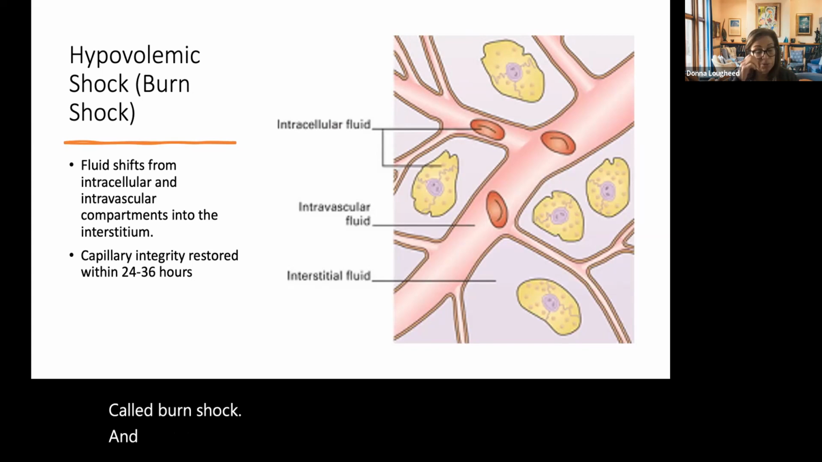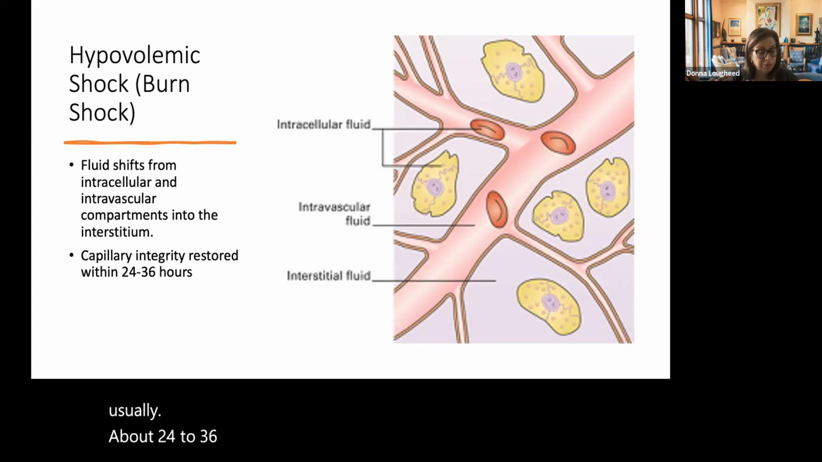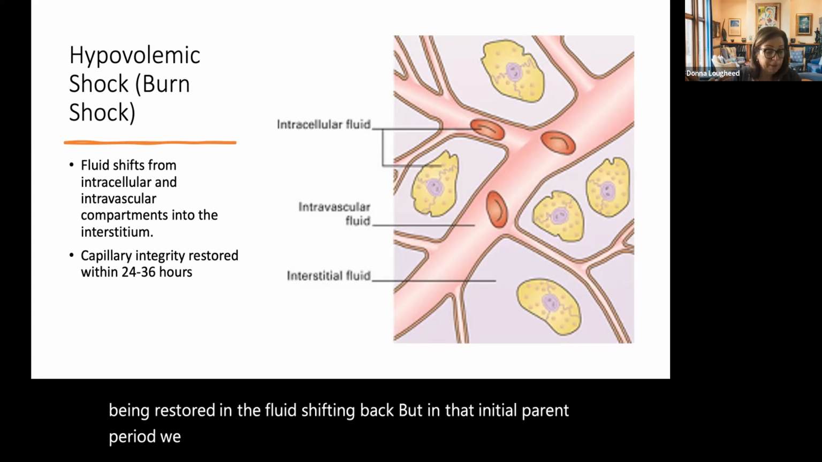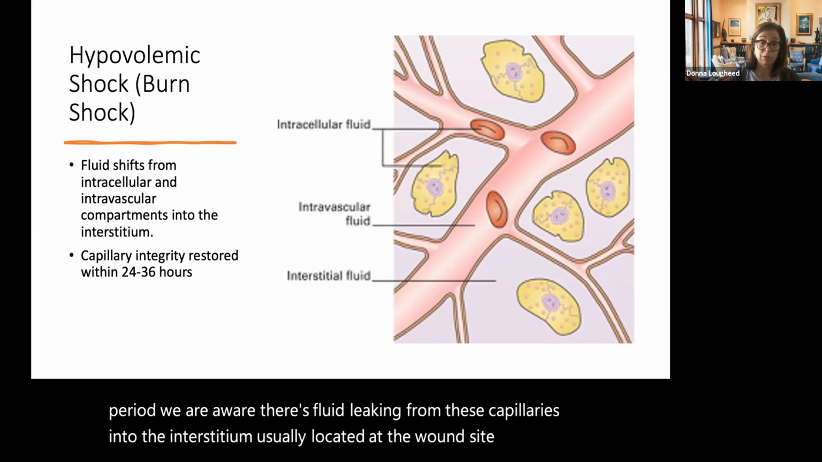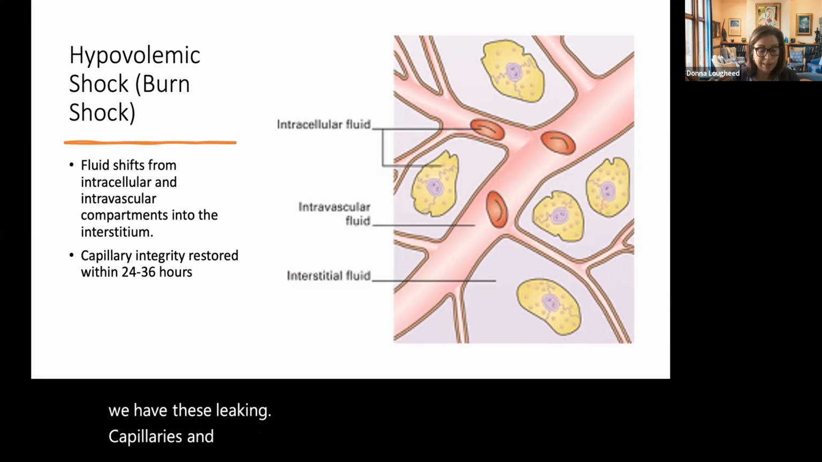And this will continue until capillary integrity is restored. It's usually about 24 to 36 hours after the injury that you will see the capillaries being restored and the fluid shifting back. But in that initial period, we are aware that there's fluid leaking from these capillaries into the interstitium, usually located at the wound site. But when a large body surface area is involved, then we have a large area with leaking capillaries and increased fluid volume in the interstitium.